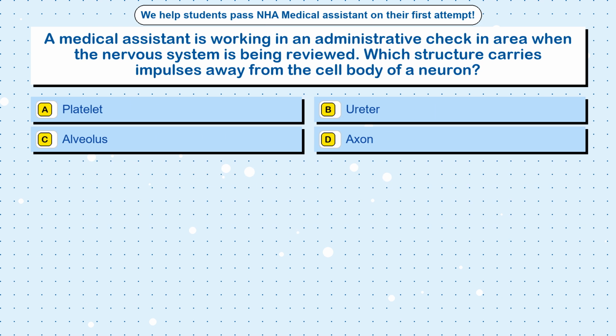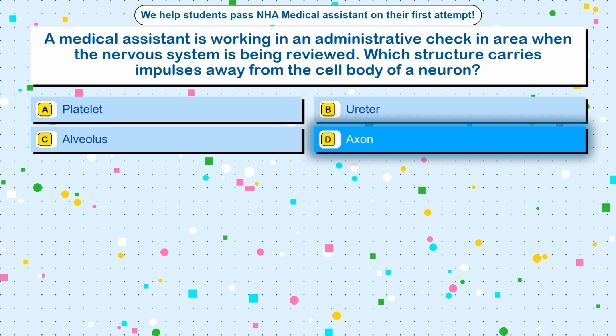Question 96. A medical assistant is working in an administrative check-in area when the nervous system is being reviewed. Which structure carries impulses away from the cell body of a neuron? Option A, platelet. Option B, ureter. Option C, alveolus. Option D, axon.